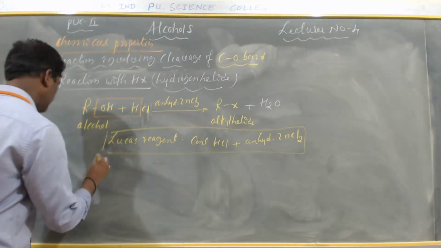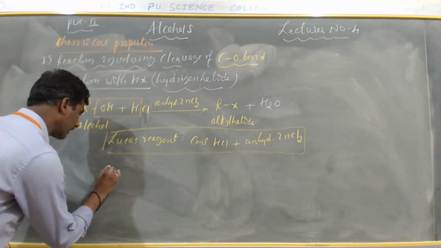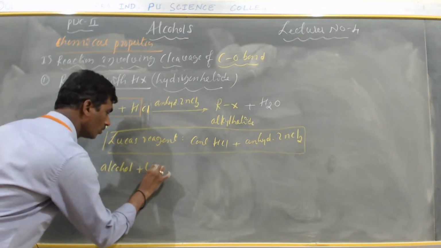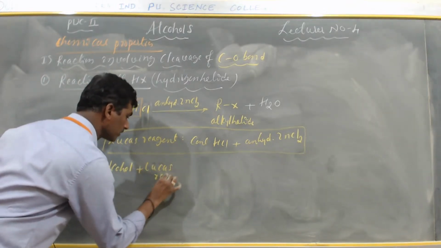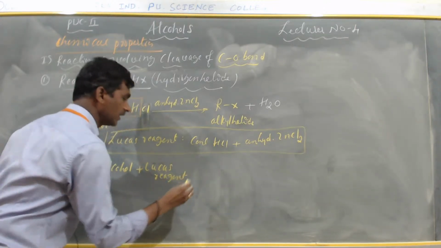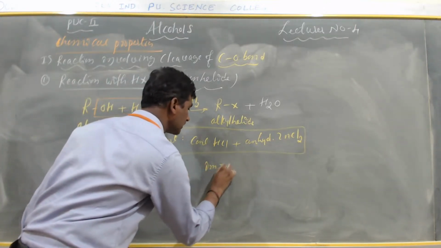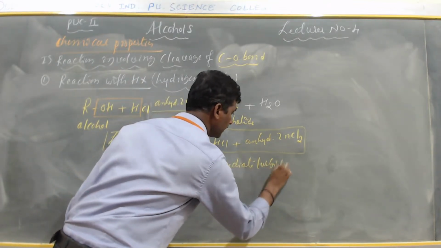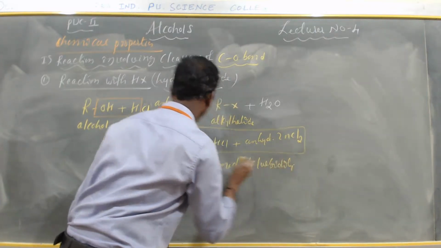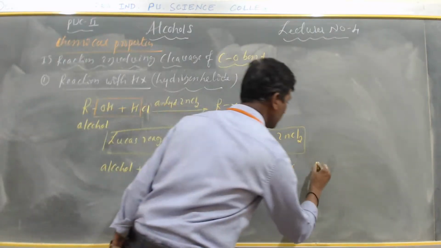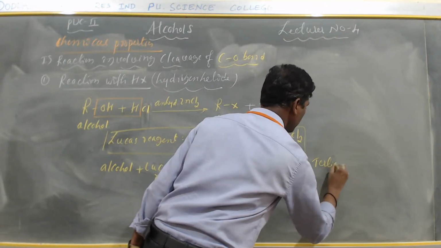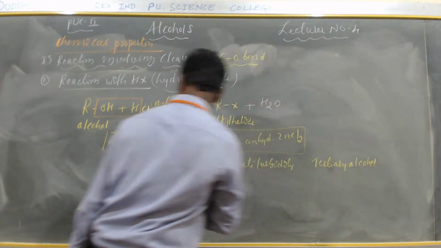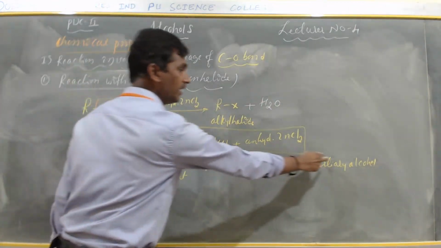When this Lucas reagent is added to alcohol, for example, if there is immediate turbidity, it means the given alcohol is tertiary. This is the test, observation, and inference.